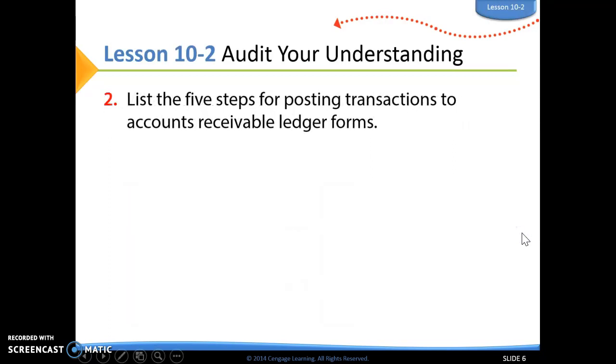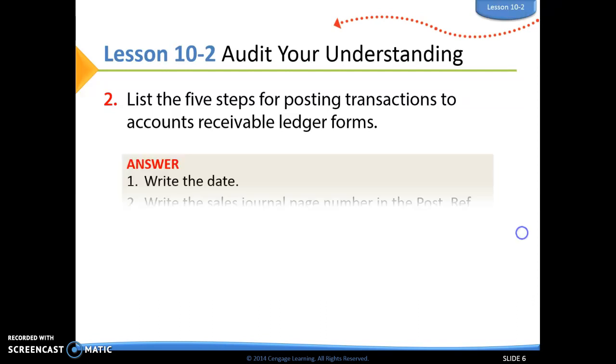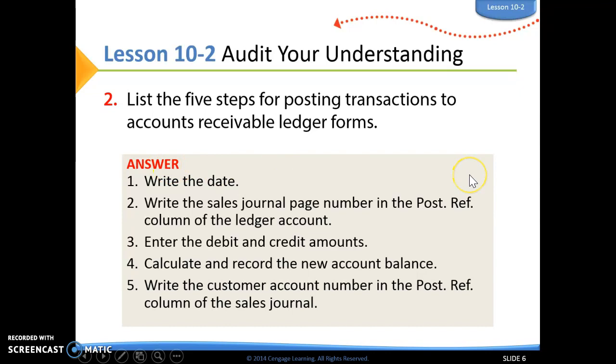Number 2, list the 5 steps for posting transactions to accounts receivable ledger forms. So first we write the date, then we're going to write the sales journal page number, then we're going to either enter a debit or a credit depending on what we have, then we will figure out our new account balance, and then our last step is to take our customer account number and to put it back into our sales journal post-reference column.